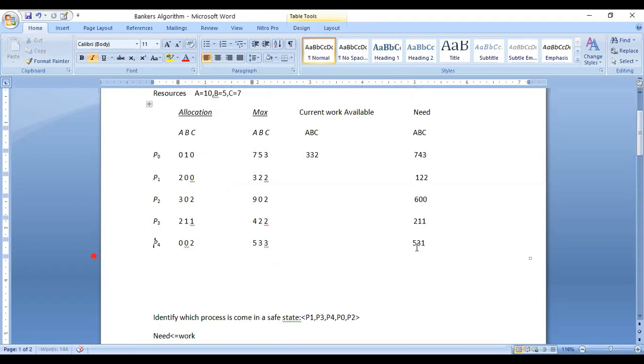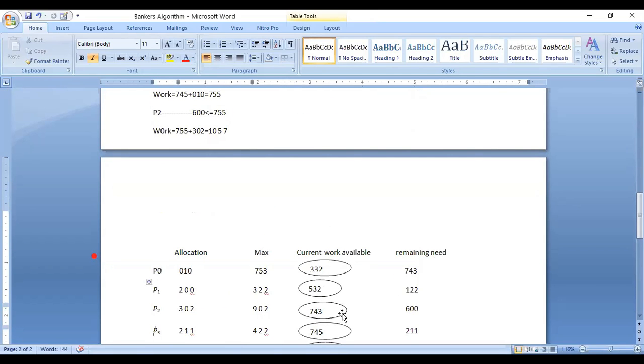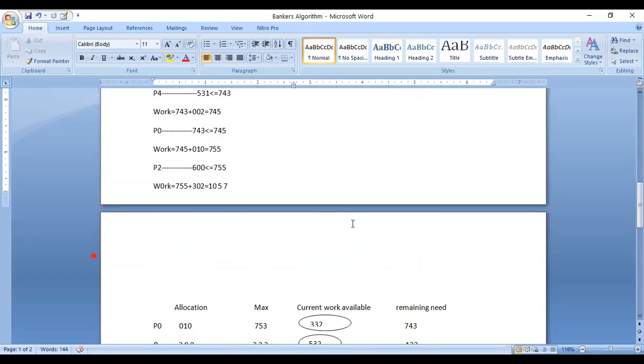So 5, 3, 1. See in this table, 532 is updated with 743. So the current work is nothing but 743. P4, so 531, that is nothing but the current need for P4 resource. And what is the total available resources? 743. So 5 is less than or equal to 7, condition is true. 3 is less than or equal to 4, condition is true. And 1 is less than or equal to 3, condition is true.